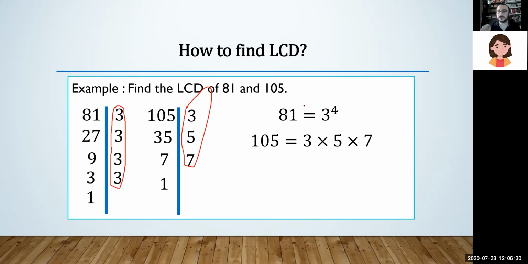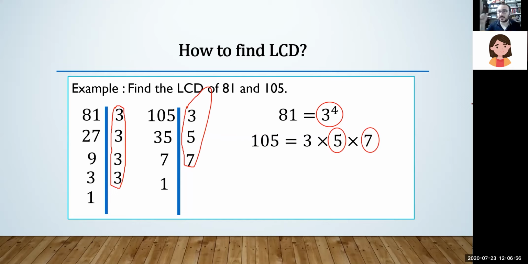I need to choose the common numbers. What do I have in common here? I have the 3 and 3. But I take the highest power. So I take the 3 power 4. I don't take the 3 here. I take the 3 power 4. And I take also the 5 and also the 7 for the LCD.